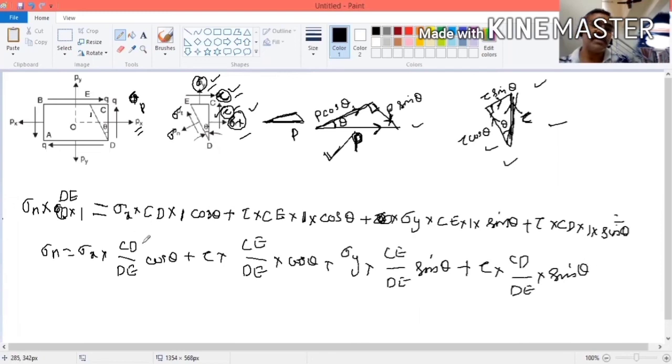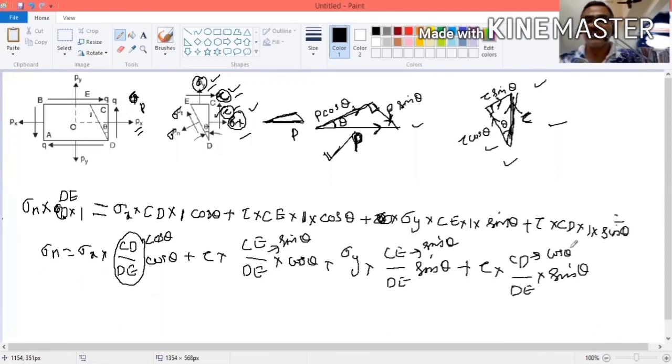Now what is CD by DE? This is theta, this is 90 degree. This is CD, this is DE. Cos theta is equal to adjacent side by hypotenuse, so this will be cos theta. What is CE by DE? This is CE, this is DE. Opposite side by hypotenuse, so this is sin theta. Similarly, CE by DE is sin theta, and this is cos theta.